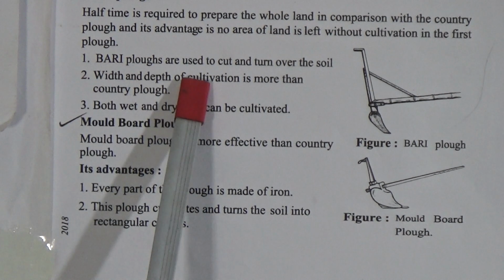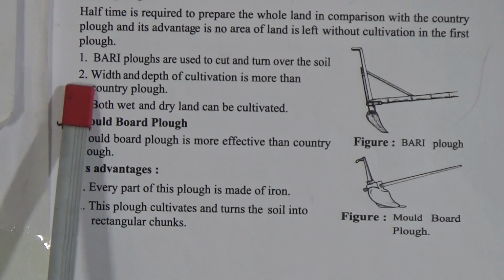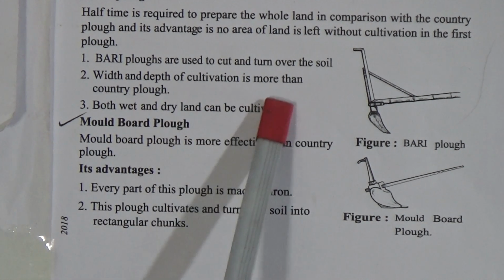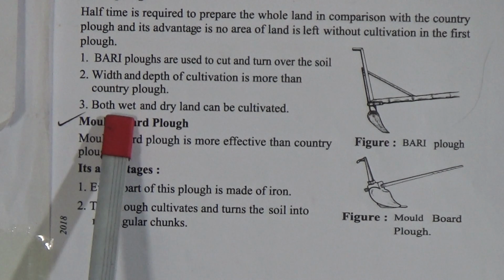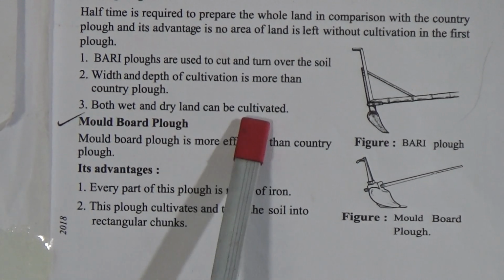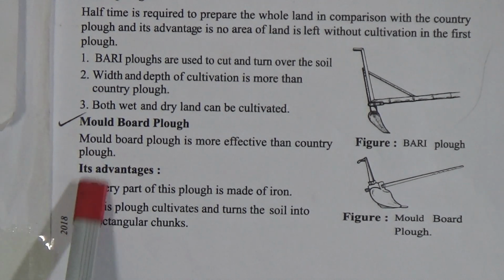Number 1, bari ploughs are used to cut and turn over the soil. Number 2, width and depth of cultivation is more than country plough. Number 3, both wet and dry land can be cultivated. Okay, now go to the next one.